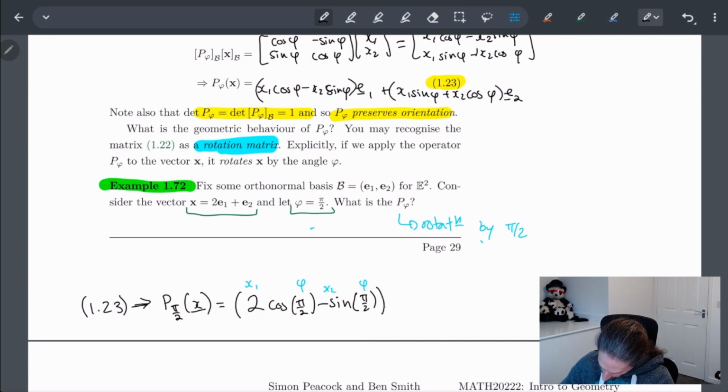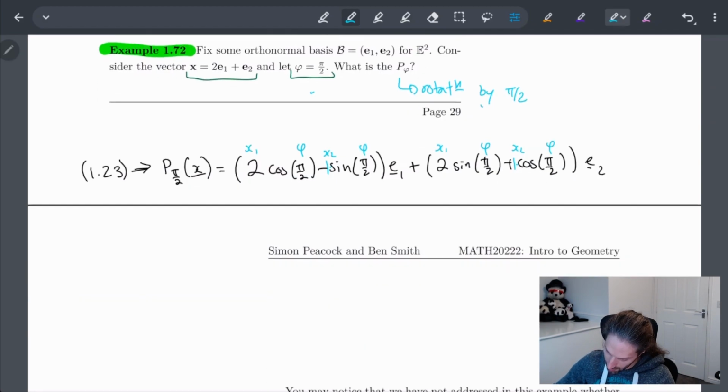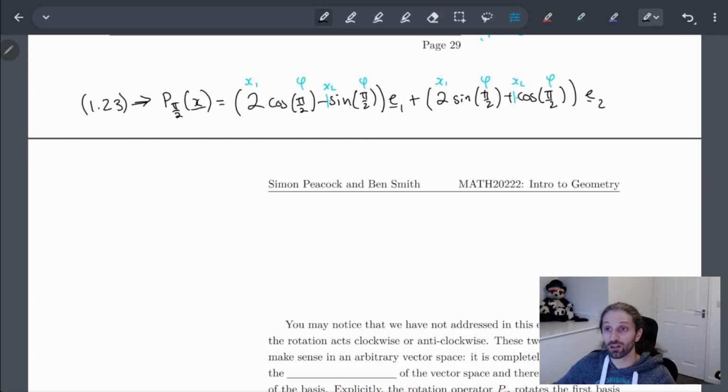And this is for E1. Then we do the same thing for E2. So here we have x1, which is 2 sine pi over 2, plus x2, which is 1 cosine of pi over 2, for E2. So in other words, this is my x1, this is my phi, this is my x2, this is my phi. Okay, so let's calculate these.